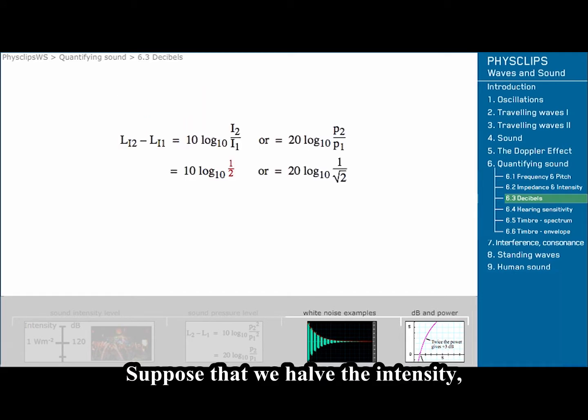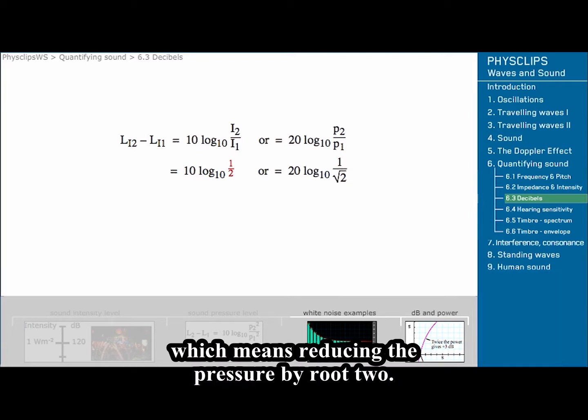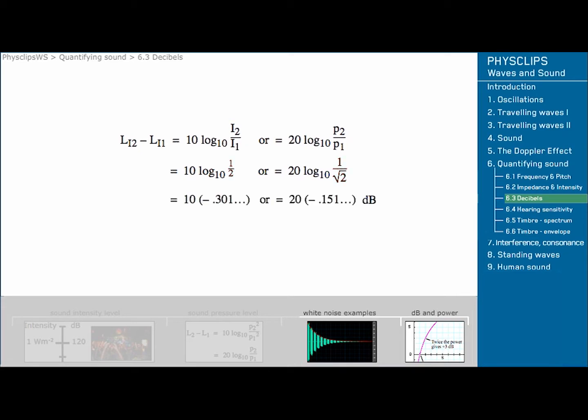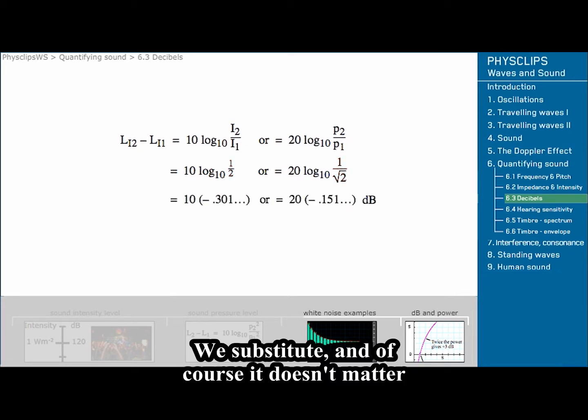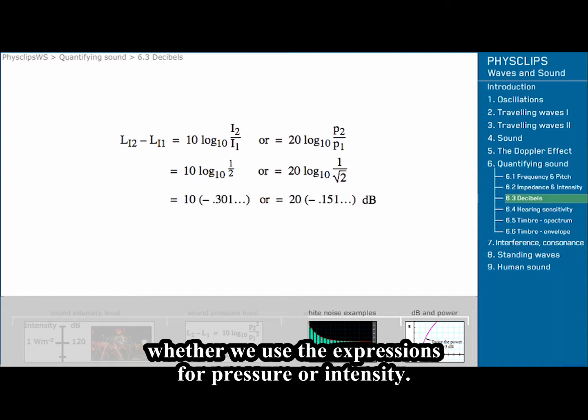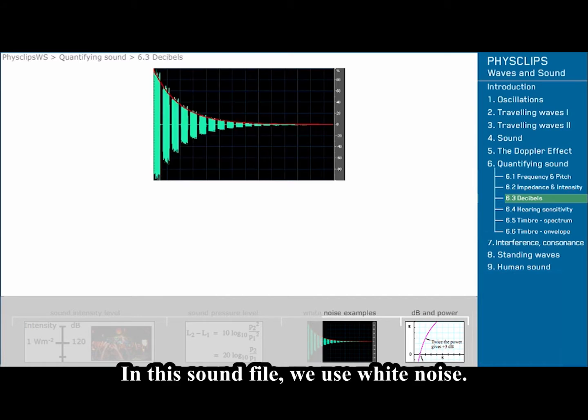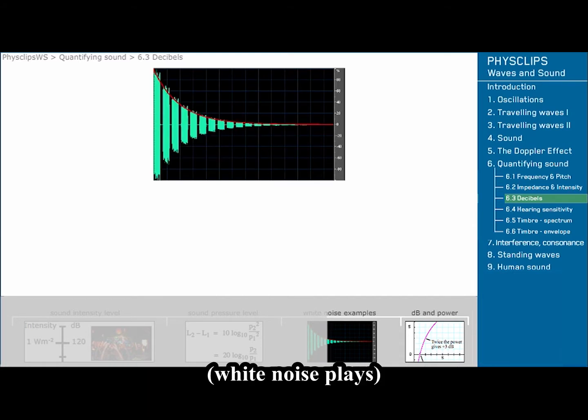Suppose that we halve the intensity, which means reducing the pressure by √2. How many decibels is that? We substitute, and of course it doesn't matter whether we use the expressions for pressure or intensity, and we get minus 3 dB. In this sound file, we use white noise.